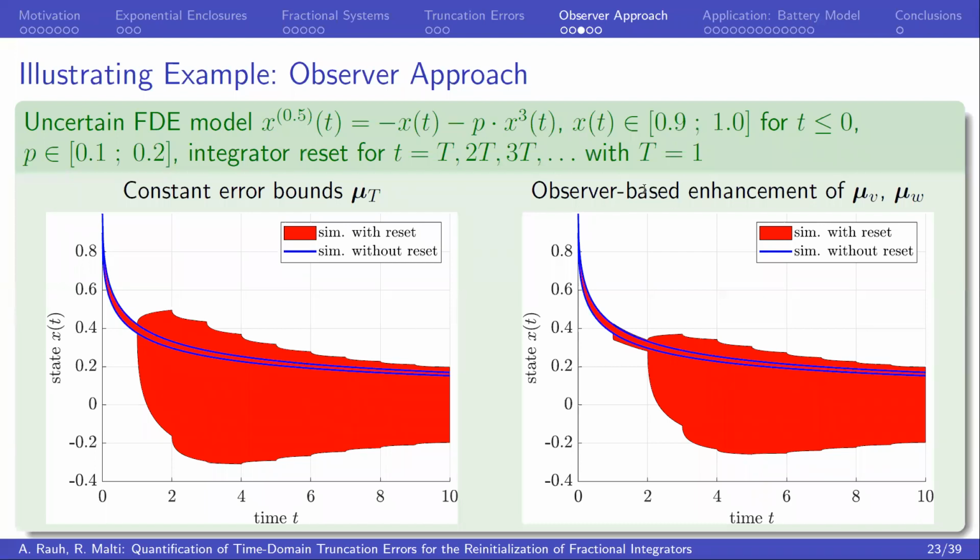Now let's come to some examples. First of all, again, an academic example. On the left-hand side, you can see the true state evolution here by the black bounds, by the blue bounds, the upper and the lower bound. And when resetting naively, as just described on the previous slide, with constant error bounds mu T, the integration you will see in the red bounds. Now, applying the observer-based enhancement from the previous slide, you can already see that the bounds are tightening.